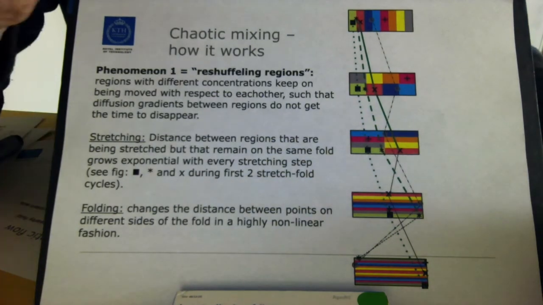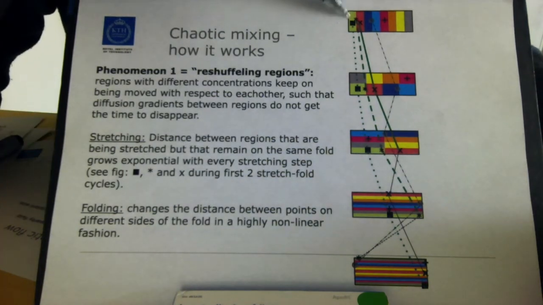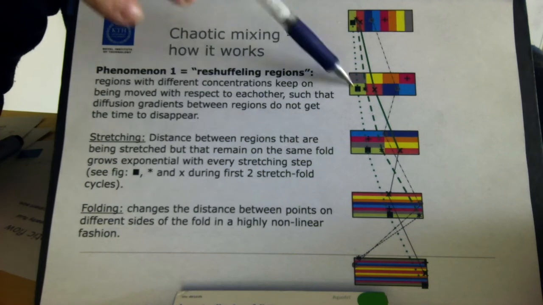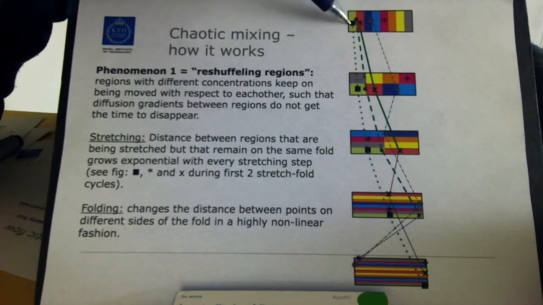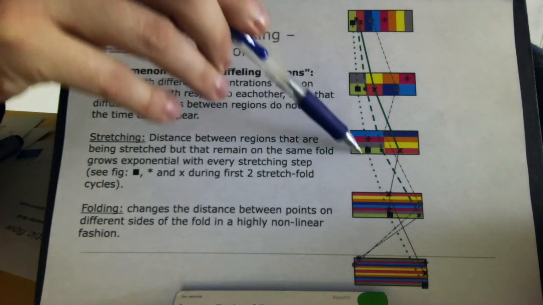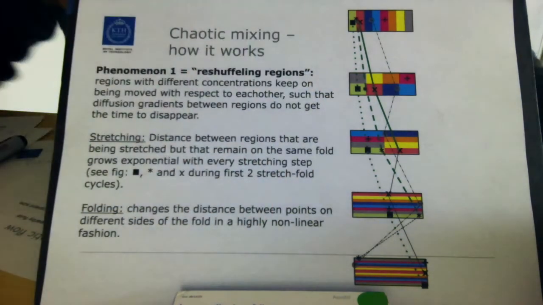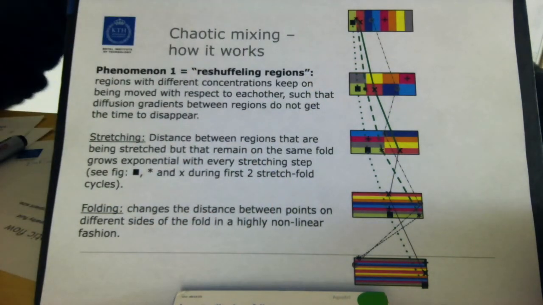And basically what I did is I marked some points, like here with a black square. Here you see a star, an X, an O and a plus. And you see just between the different stretch and fold cycles how they move. So I see the black dot in the middle of the green region moves after every stretching. I see that it doubles the distance.